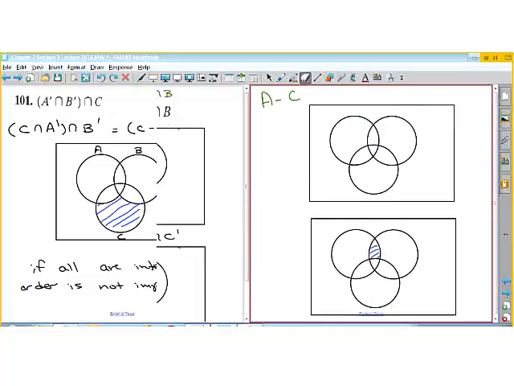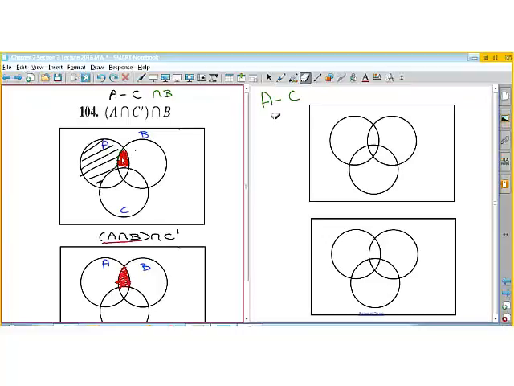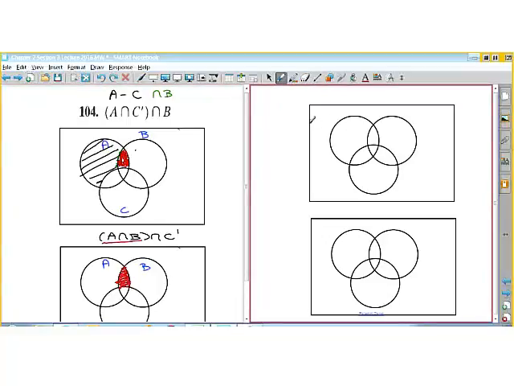Okay, let's do another one. Let me make one up. It's not exactly what we've done here. Let's take A intersect B complement intersect C. So this is set A, this is set B, this is set C.